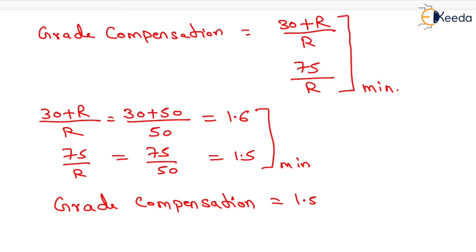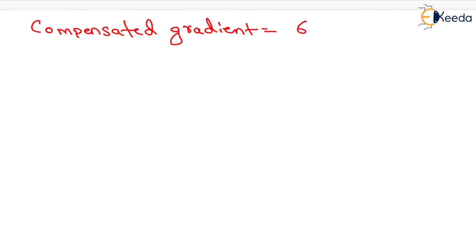Now we have to find the value of the compensated gradient. Therefore, compensated gradient will be equal to ruling gradient, that is 6%, minus grade compensation, that is 1.5%. On solving, this value comes out as 4.5%, which should be greater than 4%. So compensated gradient will be equal to 4.5%.